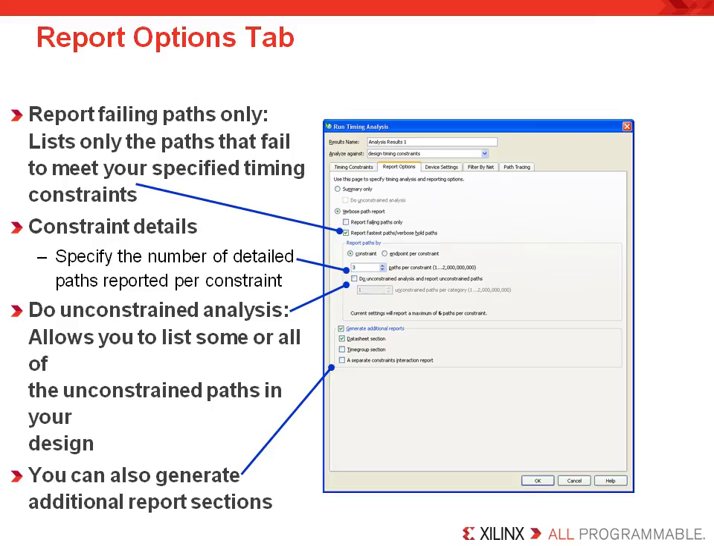Finally, the constraint details allows you to specify the number of detailed paths reported per timing constraint. You can see this option defaults to 3, but it can be increased easily right here. Likewise, we could also select to report only failing paths or report all paths.